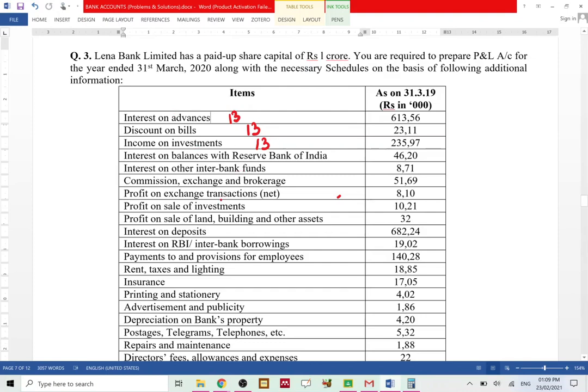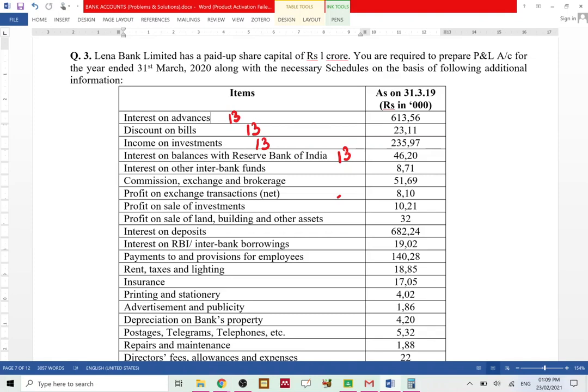Then interest on balances with RBI. Expense or income? Income, correct. Why? Because you keep money with RBI and RBI pays you interest on that. So you earn that income as a bank. So this will also come under interest earned, schedule 13. Very good. Then interest on other interbank funds.